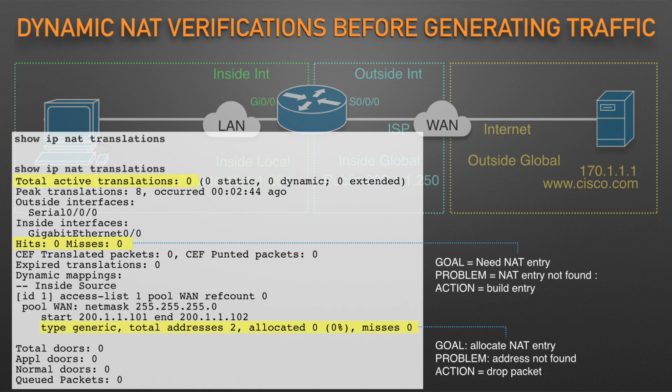NAT reacts to user traffic. If you configure NAT in a lab, NAT does not act to create translations until some user traffic enters the NAT router on an inside interface, triggering NAT to do a translation. The NAT configuration can be perfect, but if no inbound traffic occurs that matches the NAT configuration, NAT does nothing.